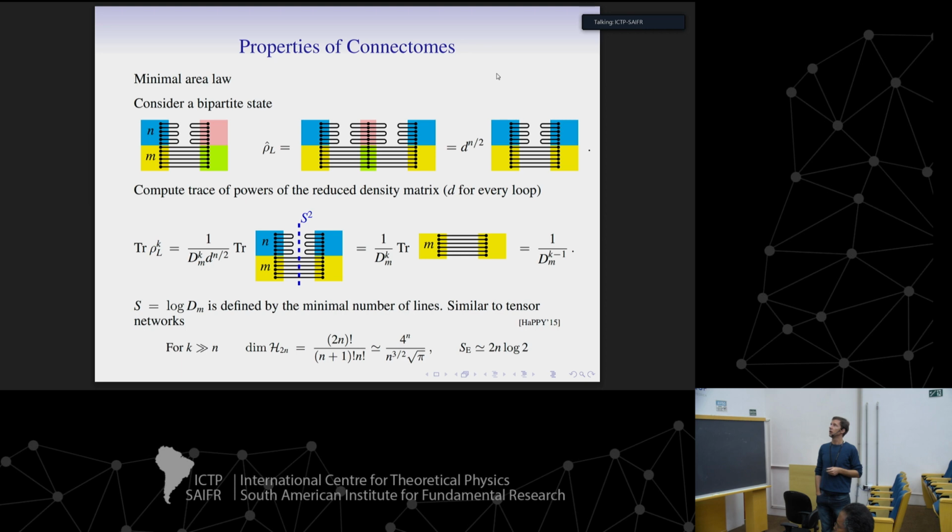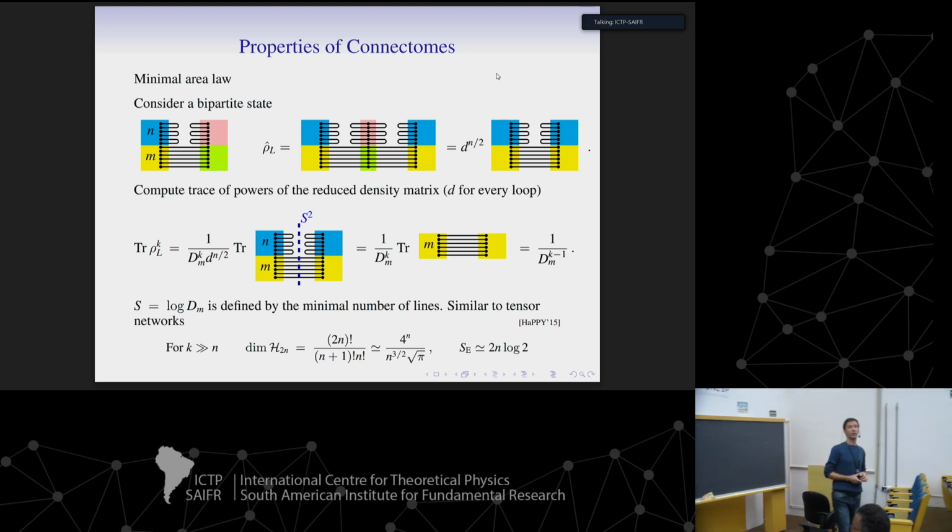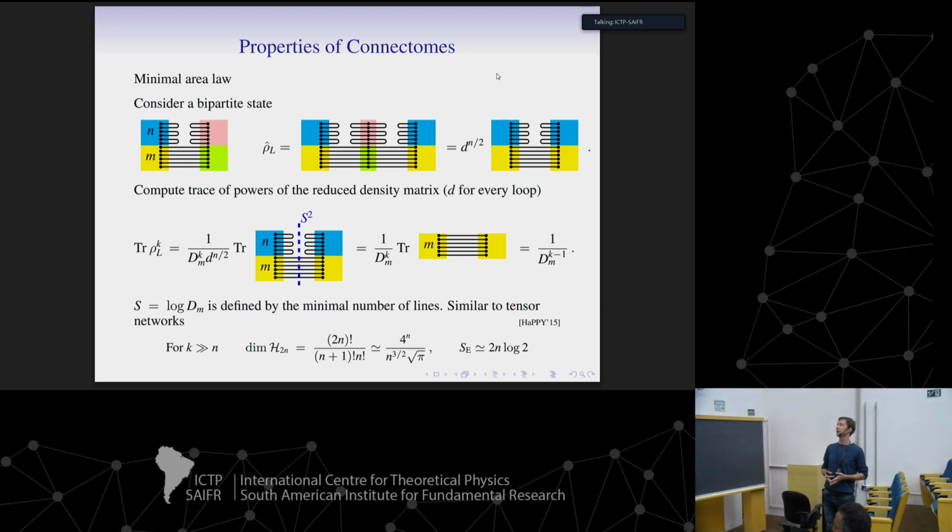Okay, so this kind of state, this picture, is actually similar to tensor network constructions. And here you can see that there is a kind of Ryu-Takayanagi formula for this kind of state. For example, you can use the replica trick and compute the entanglement entropy.